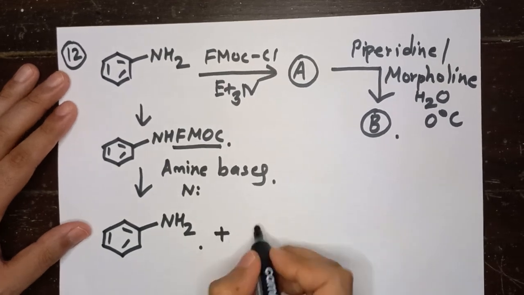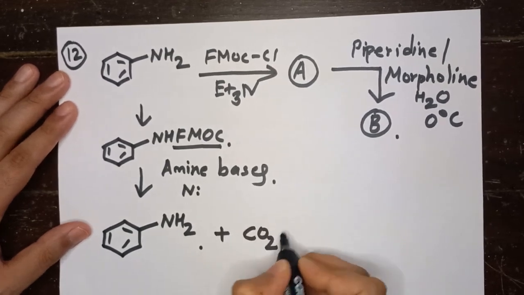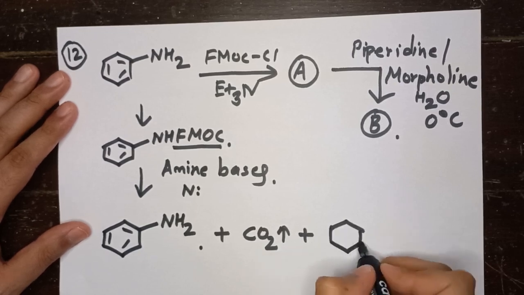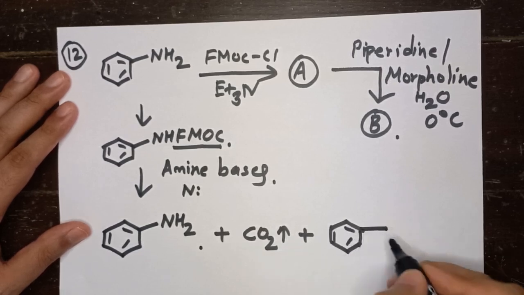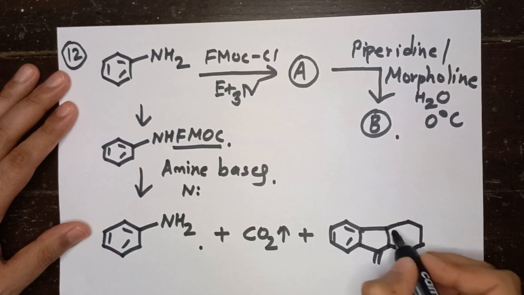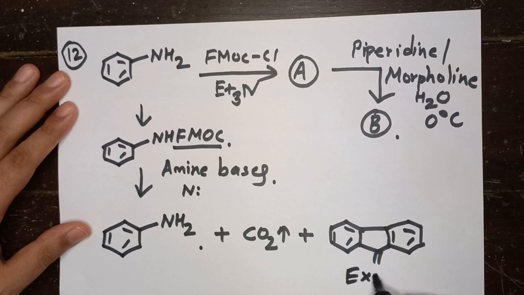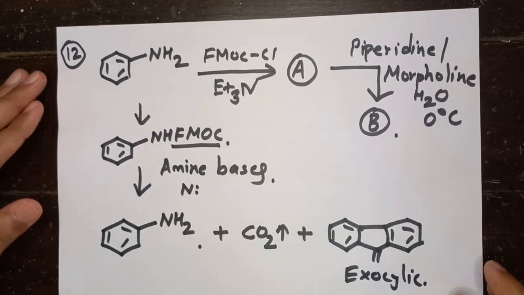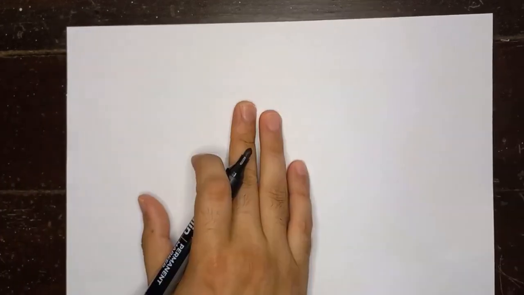And what is the byproduct of this deprotection? CO2 gas and this exocyclic compound, which we have discussed in last video. So this is the 12th example. Okay, let's see the 13th example.